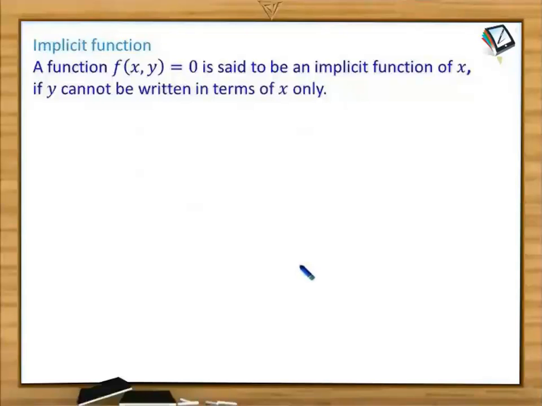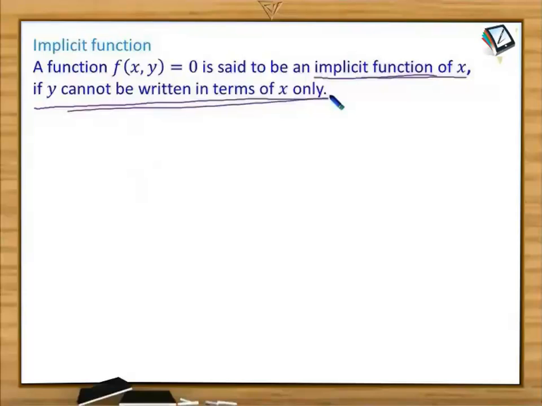Now let us see what is the negation case. A function f of x, y is said to be an implicit function if y cannot be written in terms of x alone. What does it mean? Now consider this: xy equal to sin of x plus y. As x changes, I'll get different values of y.